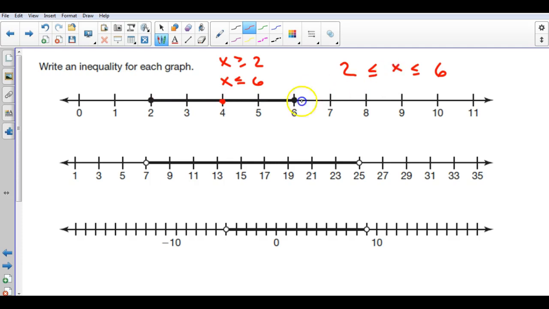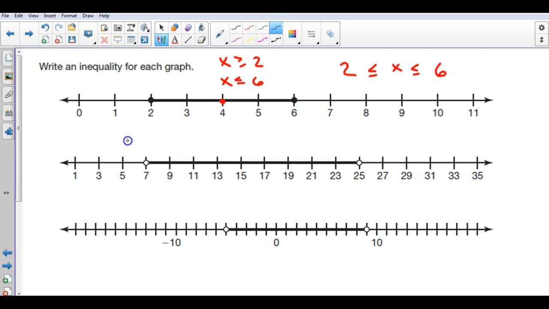I could have also picked a value of 6. 6 is greater than or equal to 2. That's true. And 6 is also less than or equal to 6. So since we had closed dots here, that means that 2 and 6 are actually both parts of our solution, which is different than the next problem.